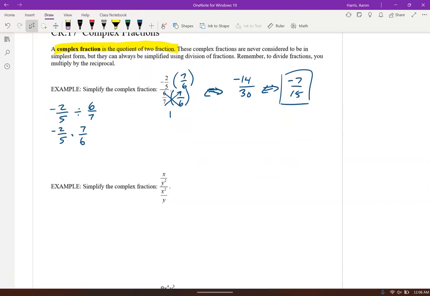Let's do it with some variables now. Go ahead and multiply by the reciprocal again. If I do it to the bottom, gotta do it to the top. So I have a 1 on the bottom. This becomes xy over x squared y squared.